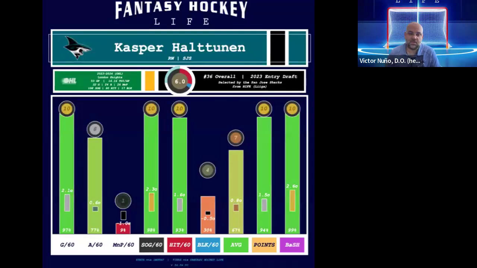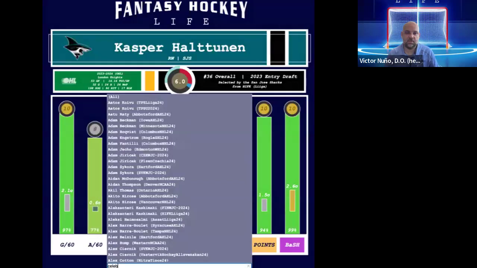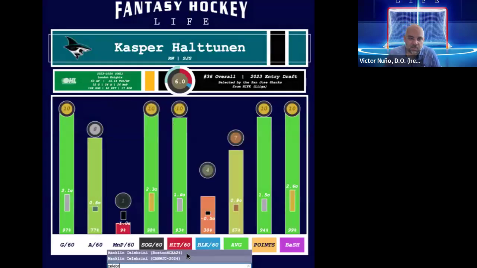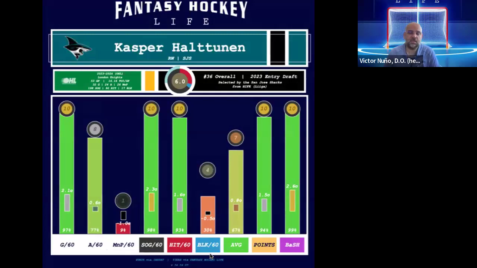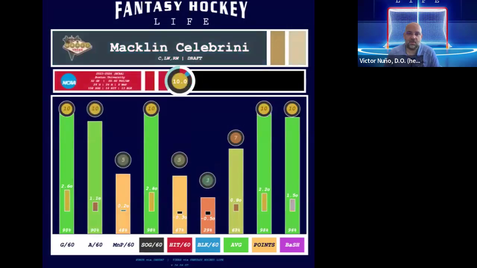So these are just a couple of examples. Obviously, there's some other great ones. You can even look at draft eligible players. So someone like Macklin Celebrini, obviously, we're gonna see a really high projection here, 10 out of 10. But you can see that if you're wondering, does he hit and block a lot? Not that it probably matters too much for him, but those are not as high.